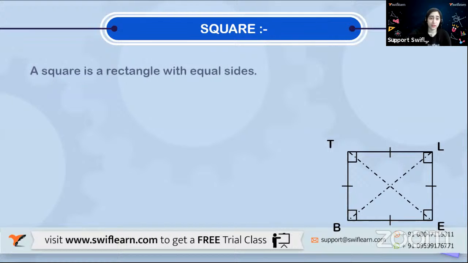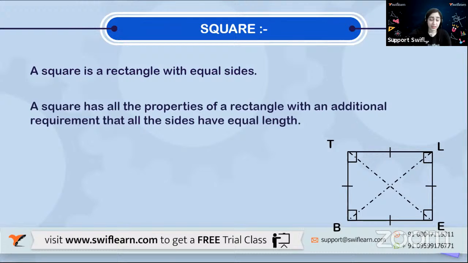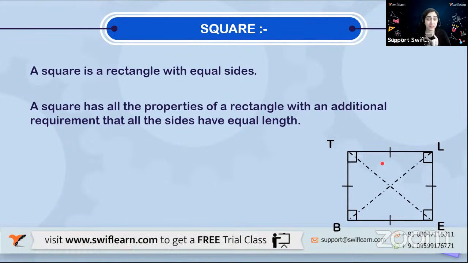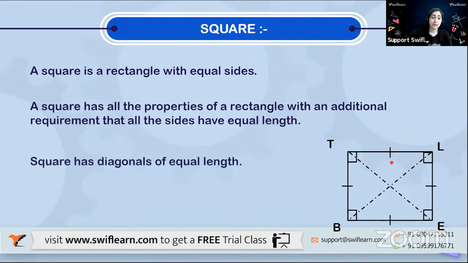Moving on to a square question. A square is a rectangle with equal sides. So it is a rectangle in which all the sides are equal. It has all the properties of rectangles with the additional requirement that all sides are equal. Similarly, its diagonals intersect each other and are of equal length. Understood? Because it is a rectangle, here also the diagonals are of equal length.